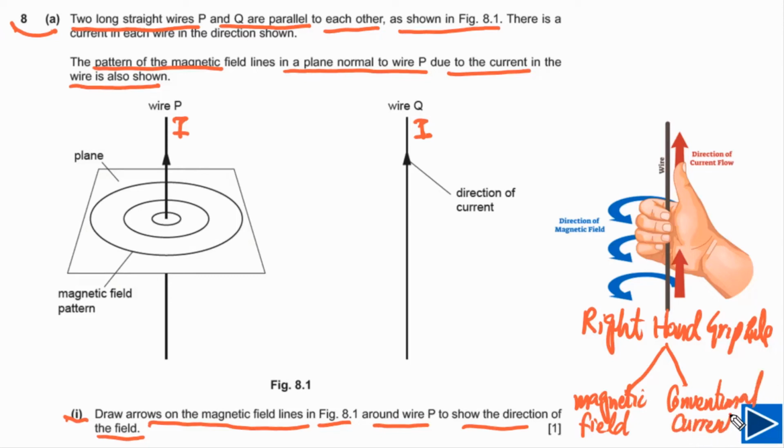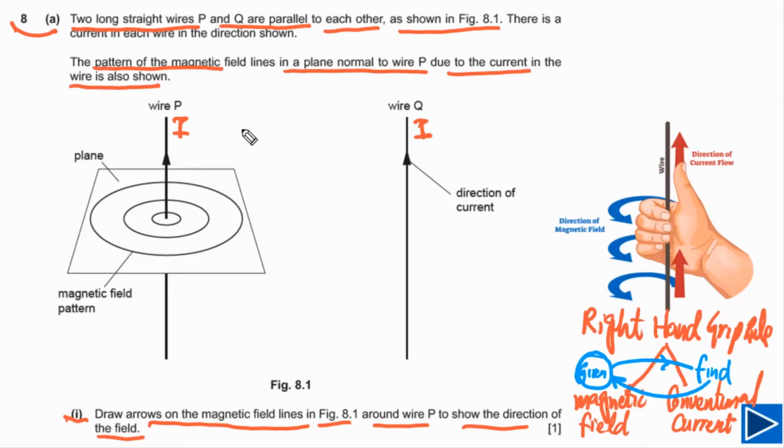So if one is given, we can find the other one. If we have direction of conventional current, we can find direction of magnetic field. If we have direction of magnetic field, we can find direction of current. So vice versa is true. For example, if we have direction of magnetic field, we can find direction of current. And vice versa is also true. We can go this way or we can come this way.